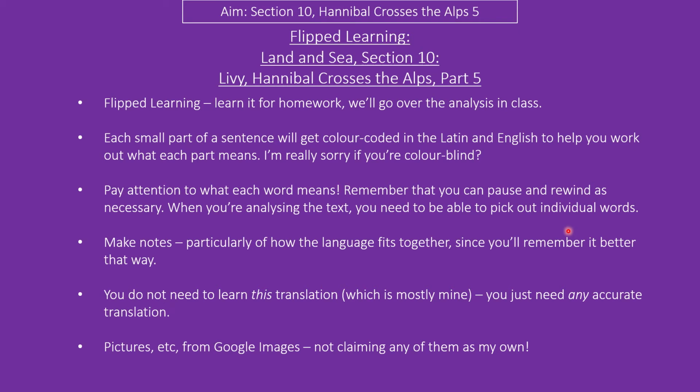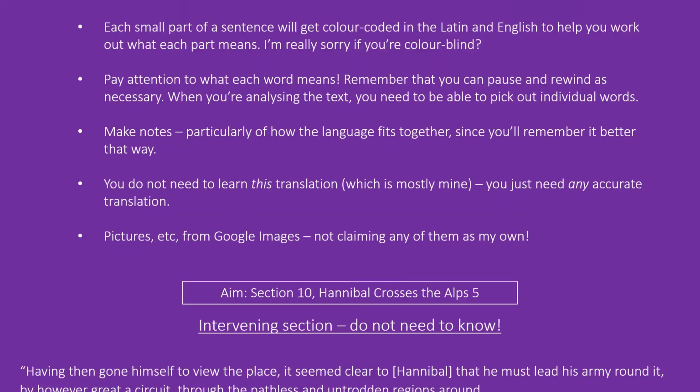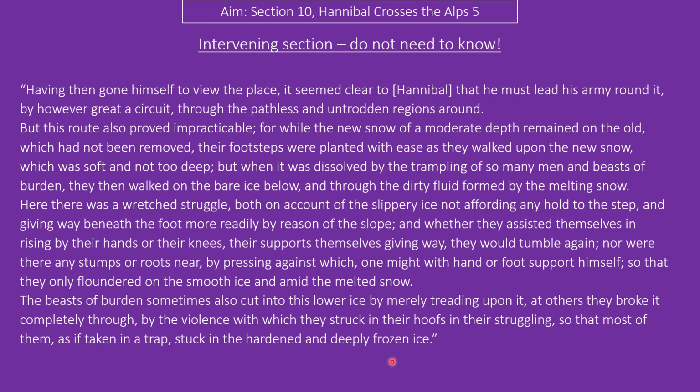This one, the last of the Land and Sea sections, the fifth part of Hannibal's crossing of the Alps. It does not follow on directly from last time. This is the intervening section, which you can read for yourself. Basically, short version, crossing the Alps is hard. Who knew?